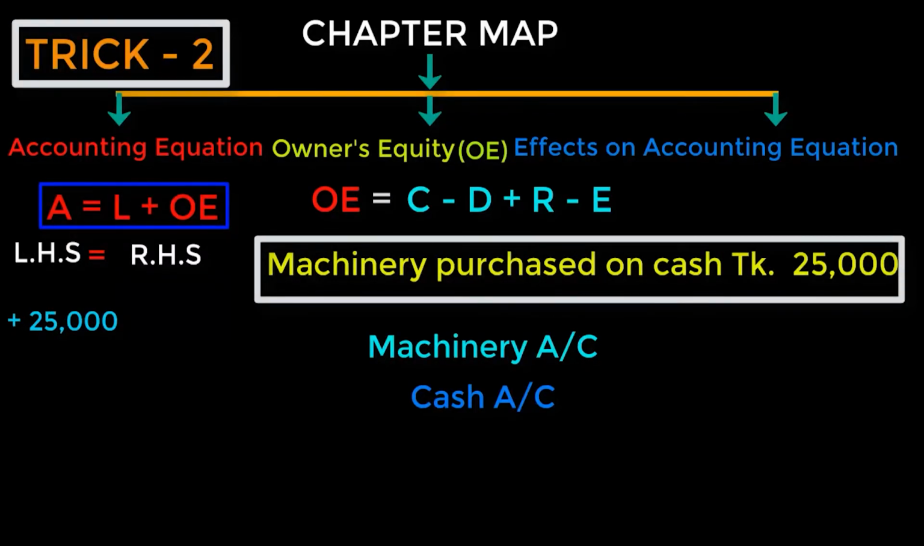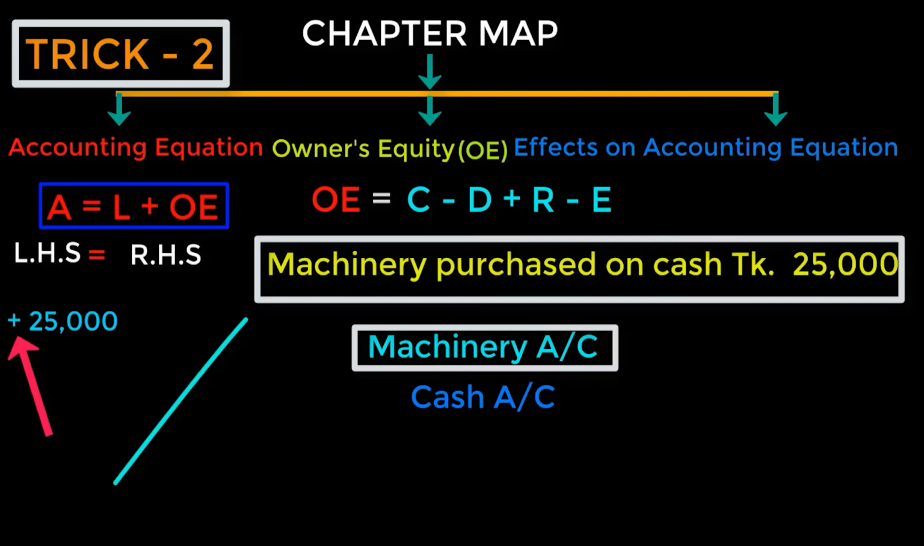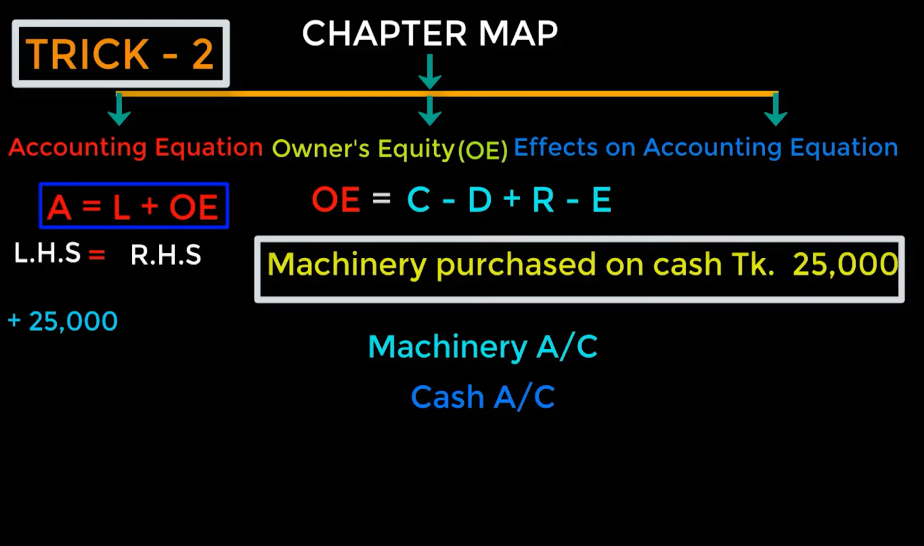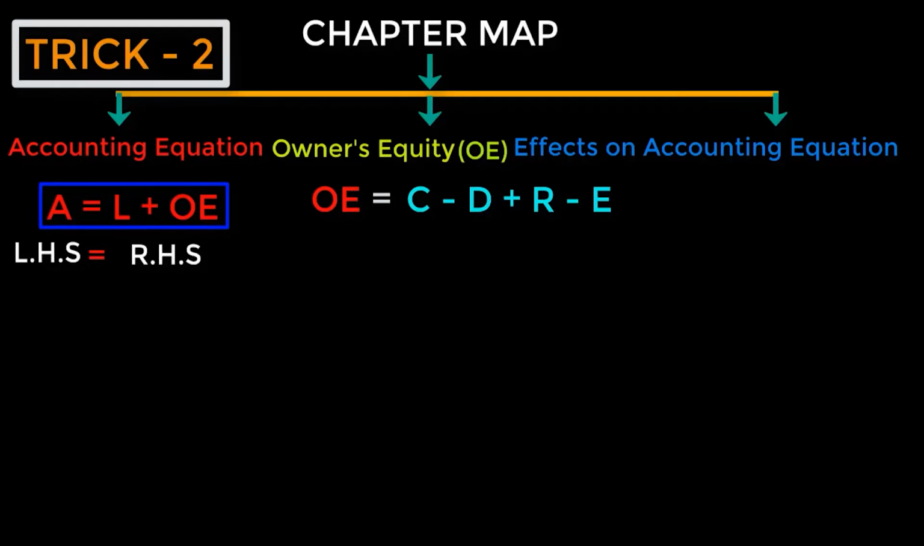See, already we have got here plus for one account of this transaction. So closing our eyes, we will subtract the other account here in this particular side. The other account is this cash account. Therefore we can write here 25,000 taka within a bracket like this. Let's see another example for better understanding.